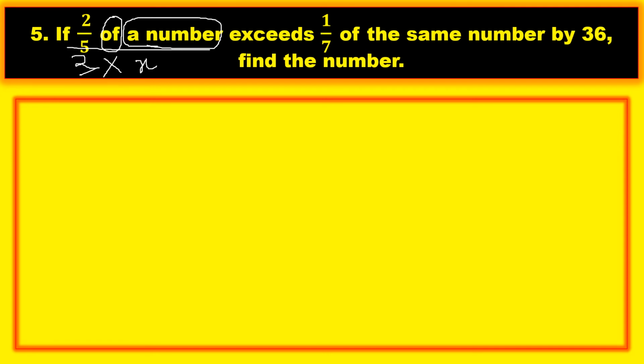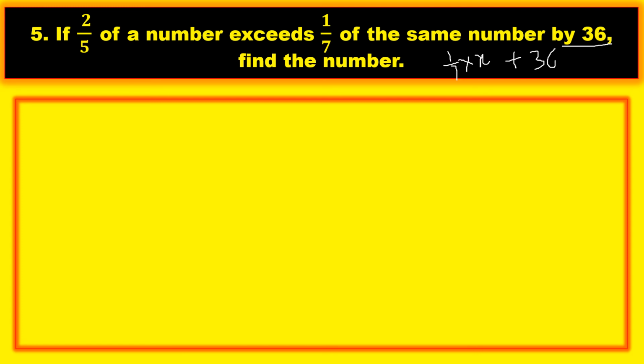So 2 by 5 of a number. He told exceeds. Exceeds means plus. It is exceeding by how much? 1 by 7 of the same number. Means 1 by 7 of, meaning into, of the same number, meaning x, by 36, meaning plus 36. Here by does not mean division. Here the word used is exceeds, so whenever exceeds is used, you also express by how much value it is getting extra. So he gave the condition in this way.